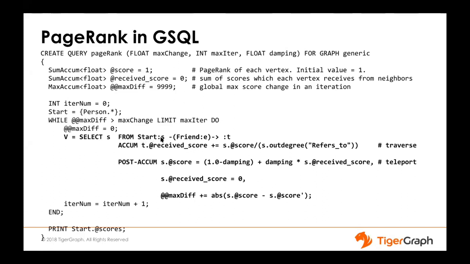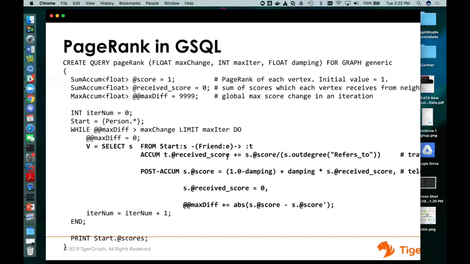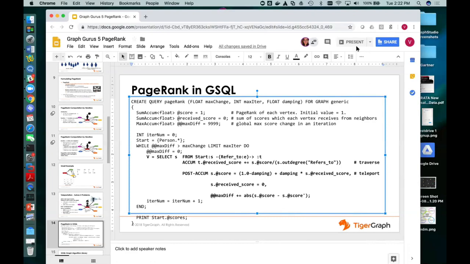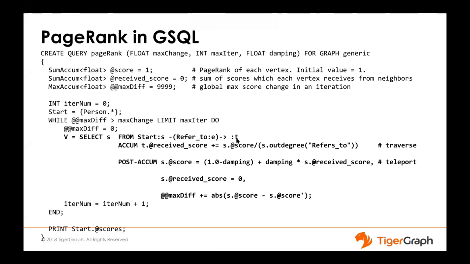So starting from all vertices, travel across friend edges. Oops, that's a typo. Sorry, I didn't run this. Let me fix that right now. We're going to travel across refer to edges and end up at some target vertices. So we have these three aliases, S, E, and T, to refer to the three parts of an edge: source, the edge itself, and the target.